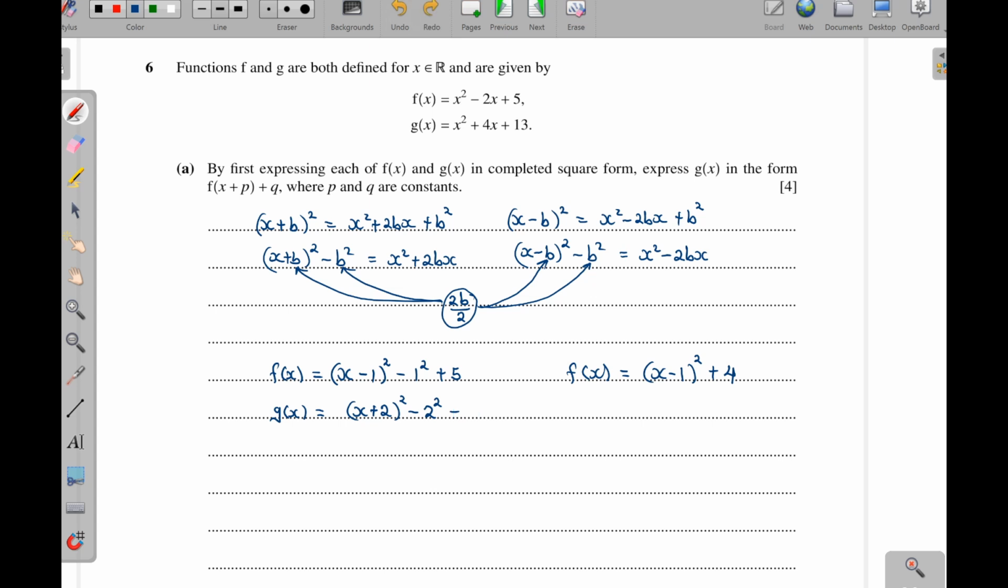So there is a plus 13 here, and that means that our g of x is going to be equal to (x plus 2) squared. You see that? And then this is 13 minus 4. I think that is a 9. So plus 9. So that is what we are having here. They are in the completed square form. And then they are saying express g of x in terms of f.